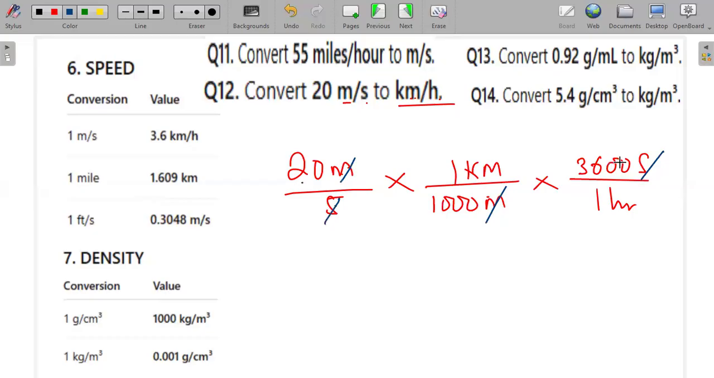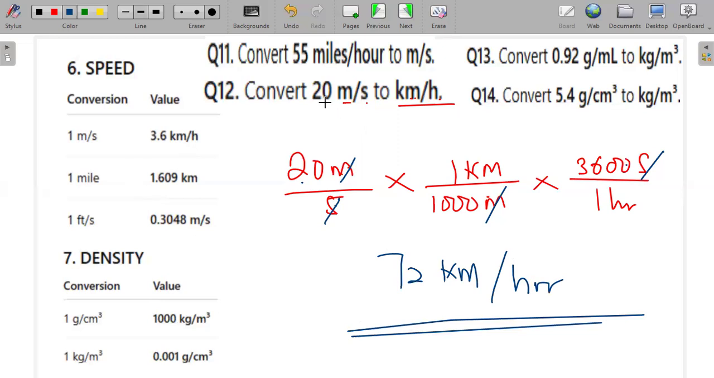So I have 20 multiplied by 3600 divided by 1000. What do I get? If I punch this on my calculator, I'm getting 72. On top I have kilometers and then down per this hour. So 20 meters per second is the same as 72 kilometers per hour.